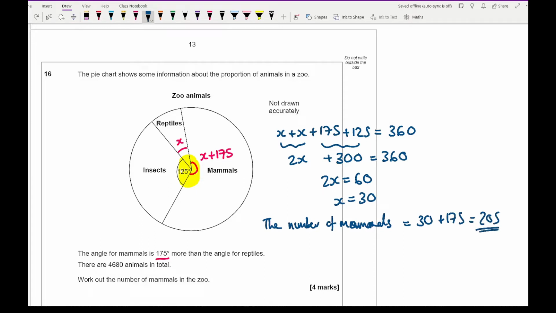So then to work out how many mammals there are, I've got to work out the proportion, so it's going to be 205 over the total, which is 4680, actually no, it's going to be divided by 360, and then I multiply that by 4680. If I type that all into my calculator, 205 over 360 multiplied by 4680, I get an answer of 2665, and there is my final answer.